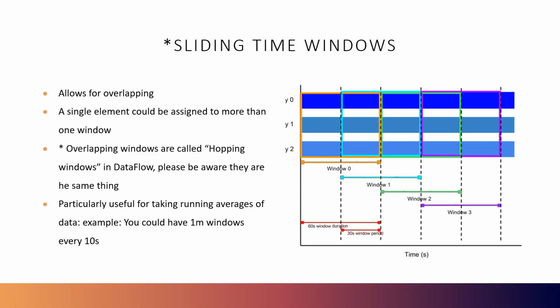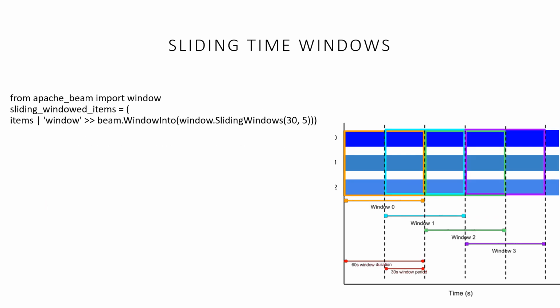Sliding time windows allow for overlapping and are particularly useful for taking running averages of data. For example, you could have 1-minute windows every 10 seconds. Because it allows for overlapping, a single element could be assigned to more than one window. In Dataflow, overlapping windows are called hopping windows. Just be aware that they are the same thing. Here we have an example of what the code looks like for sliding time windows. We've imported window from Apache Beam, and we've set the window to be 30 seconds every 5 seconds.